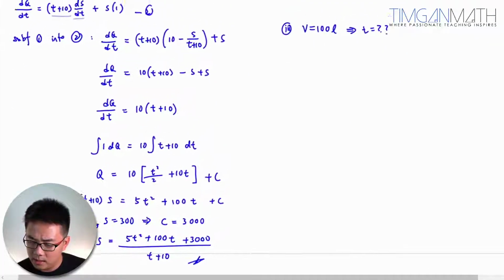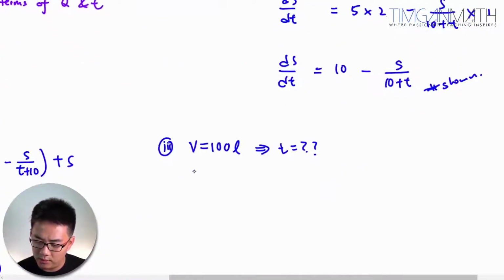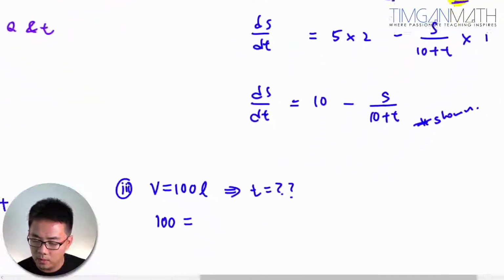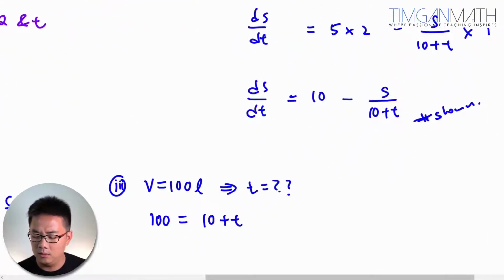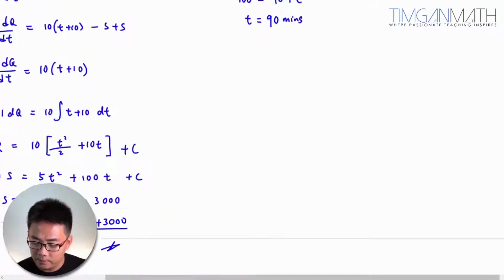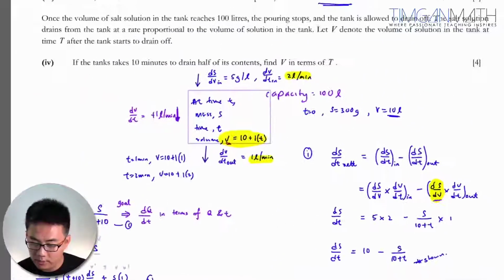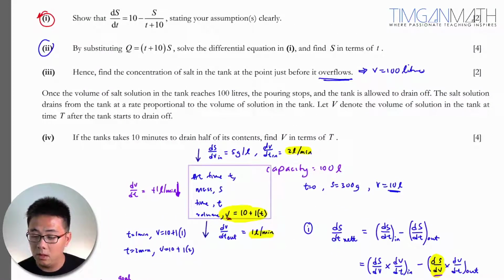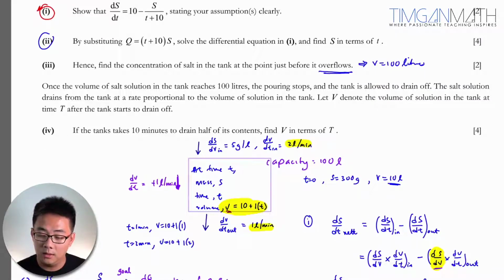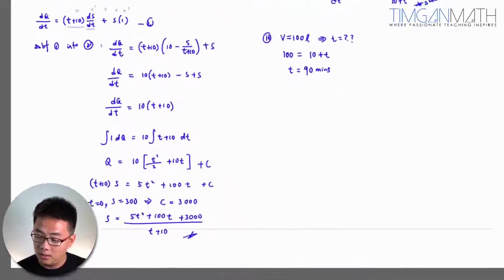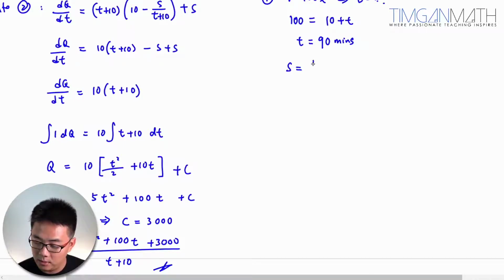So basically when V is 100 liters, we have 100 equals 10 plus T. So the time would take about 90 minutes. So from here, what you need to do is substitute into S. Find the concentration of salt in the tank at the point. Just take note, concentration just means mass over volume, right? So I found the S, which is 5 times 90 squared plus 100 times 90. Just substitute in, nothing fancy here, 90 plus 10.